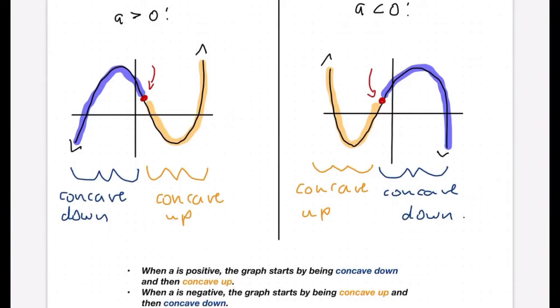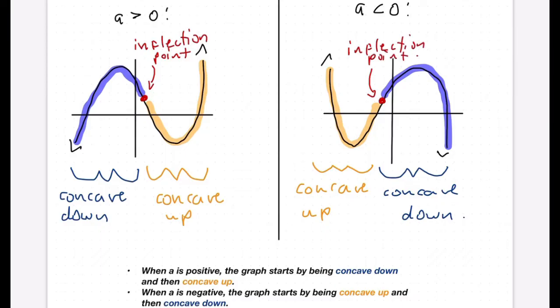Now, something that we haven't looked at is this little point here. The point where if a is positive, it would be the point where the graph stops being concave down and starts being concave up. We call that the inflection point or the point of inflection. Of course, if a is less than 0, that would be the point where the graph stops being concave up and starts being concave down. It's a very important point, the inflection point.